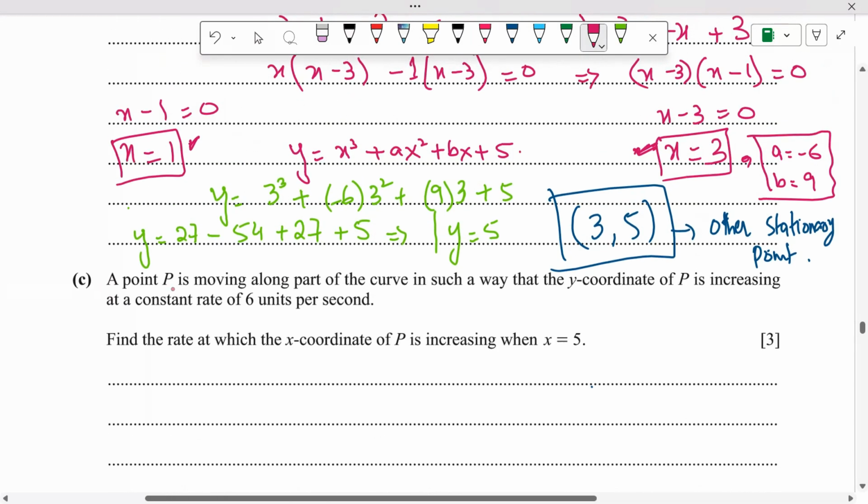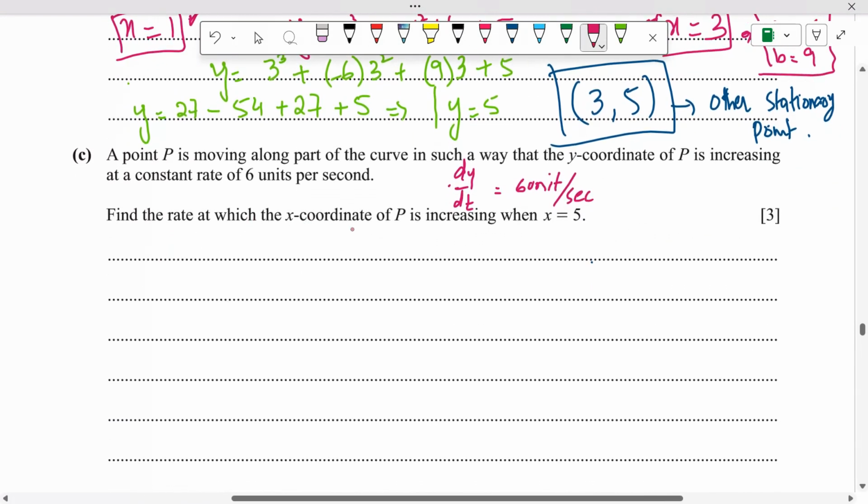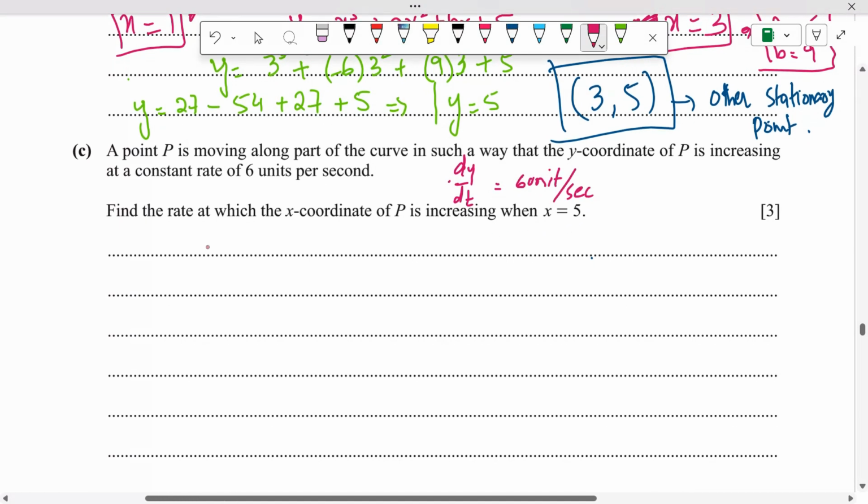Okay, part C, the point P is moving along the path of the curve in such a way that the y coordinate of P is increasing at the constant rate of 6 units per second. So it is given that dy over dt is 6 units per second. Okay. Find the rate at which the x coordinate of P is increasing when x is equal to 5. So we need to find the rate of change of x. So dx over dt at x is equal to 5.